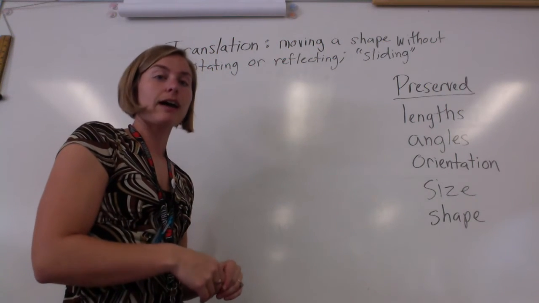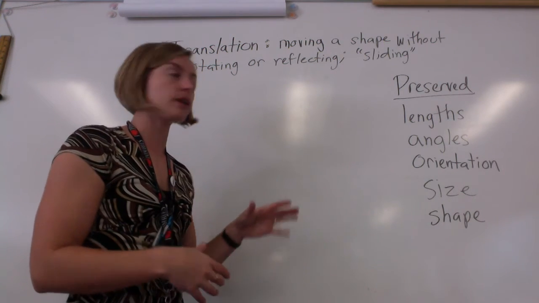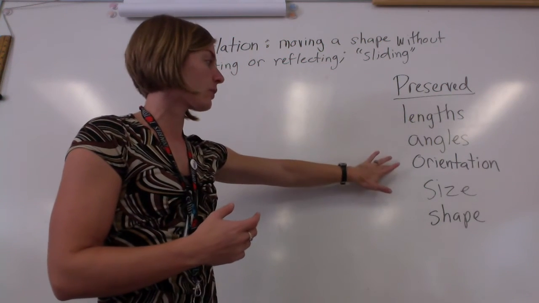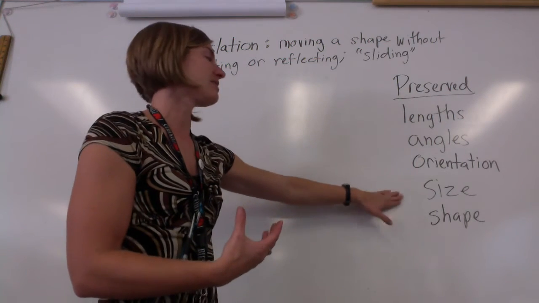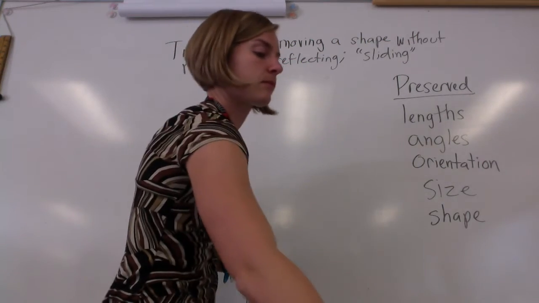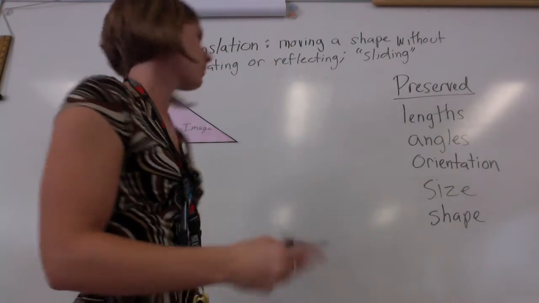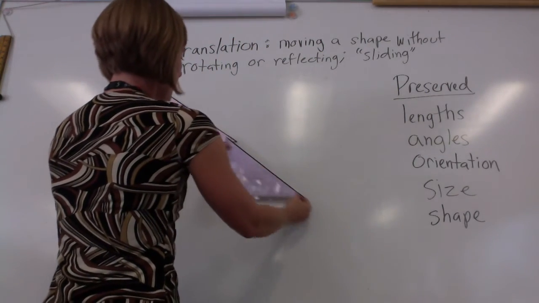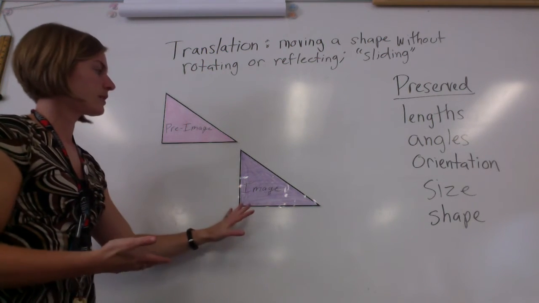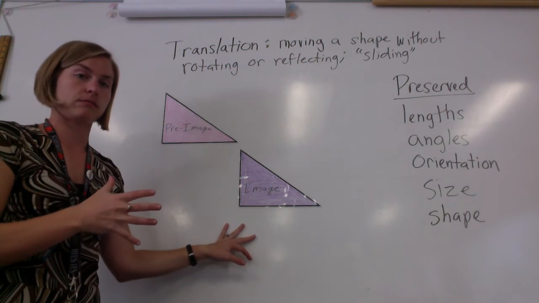We are now going to look at what is preserved, what is kept the same during translation. So we're going to be looking at all of these things. We want to check and see if the length, angles, orientation, which means which way it's facing, its size and shape, is going to stay the same when we translate it, when we slide it. So let's say we started with this image and we slid it over, we translated it, maybe down to here. Okay? Now, during this translation, we need to check off which of these stayed the same, which of these were preserved.